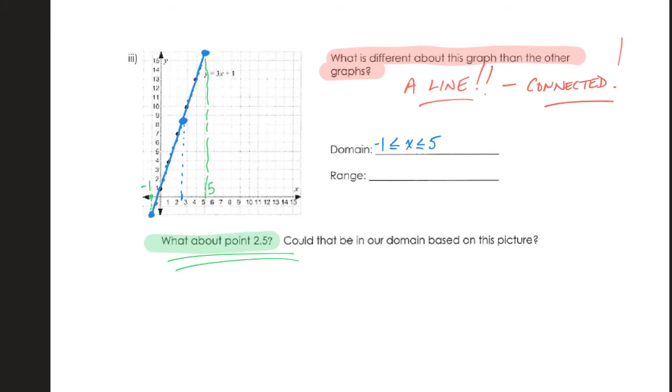Okay, what I want you to do is I actually want you to take a shot for a second and try to come up with what you think the range would be. You're going to come up with the range for that blue line. Okay, pause the video now.